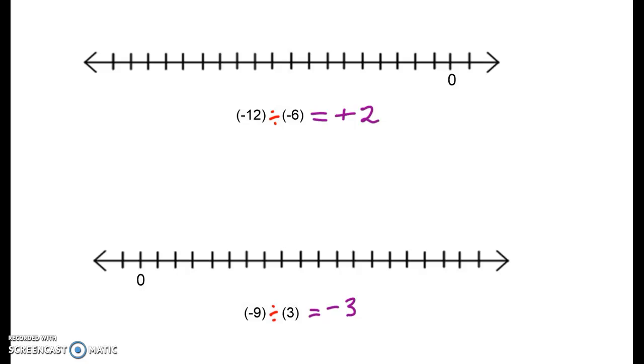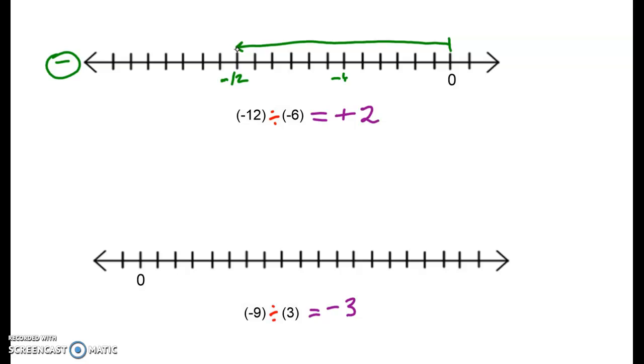So we start with the first number right here. Negative 12 is being divided by negative 6. So what we do is we label negative 12 on the number line. Starting from 0, we label 12. I should have counted this before I pressed record. 1, 2, 3, 4, 5, 6, 7, 8, 9, 10, 11, 12. Here's 12. Okay, so that's negative 12 because we're going toward the left of 0, the negative direction.